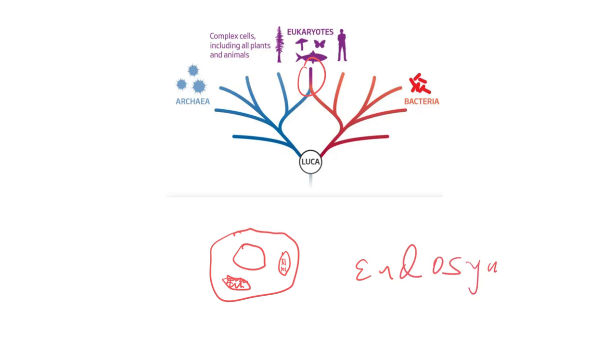Now, of course, this isn't Darwin at all. It's just kind of modern day thinking. So endosymbiosis is that the eukaryotic cell evolved from archaea and bacteria living together and forming a eukaryotic cell.